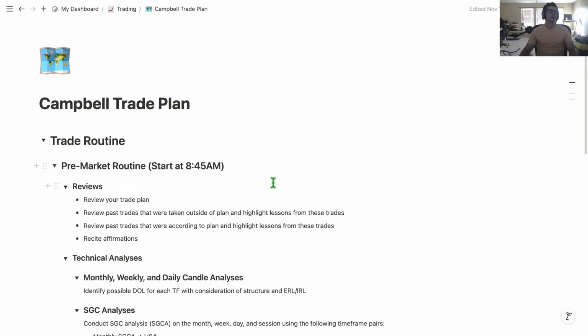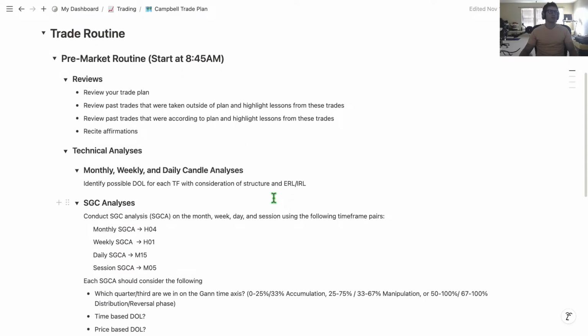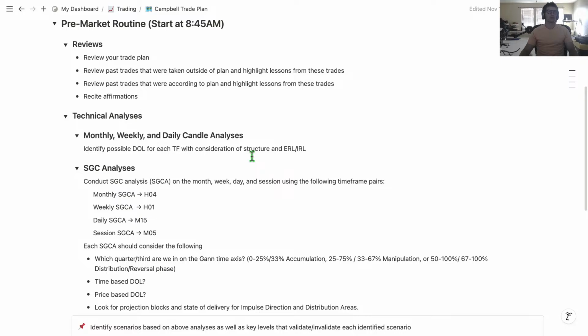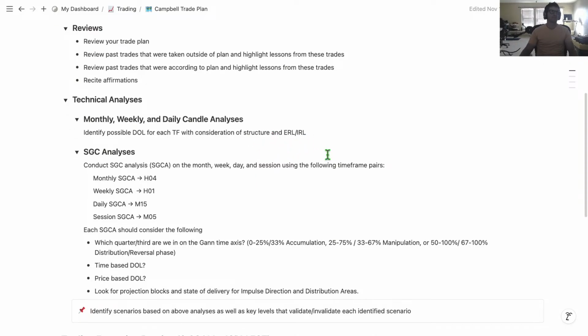if we conduct that part of this, the technical side of it is to use the monthly, weekly, and daily charts and do candle analyses on those, which is just internal and external liquidity, as well as impulse structure. Looking for potential draw on liquidity based on that. So it's all price-based draw on liquidity.